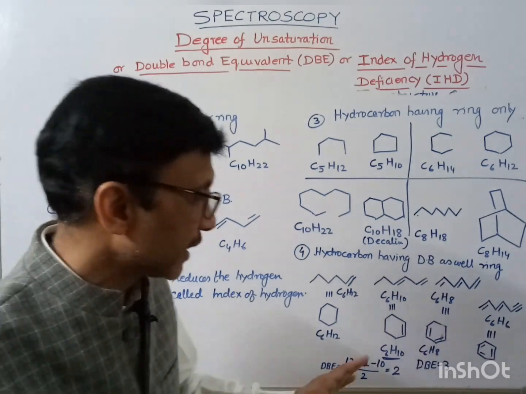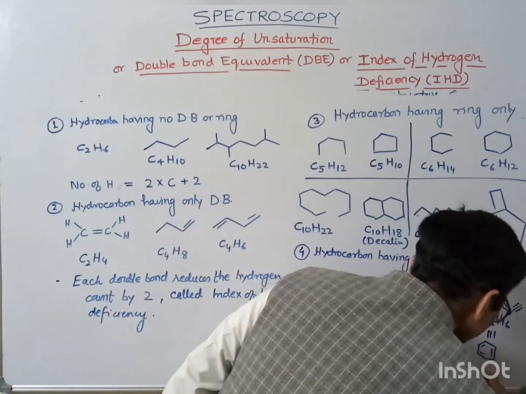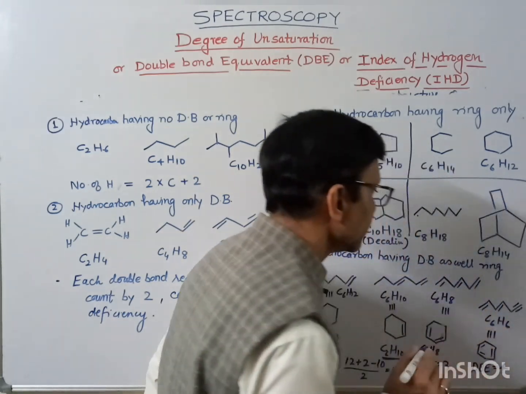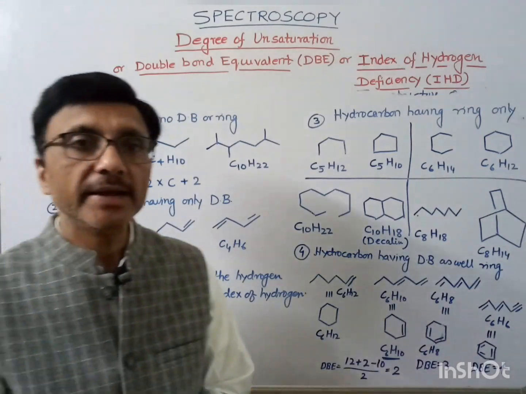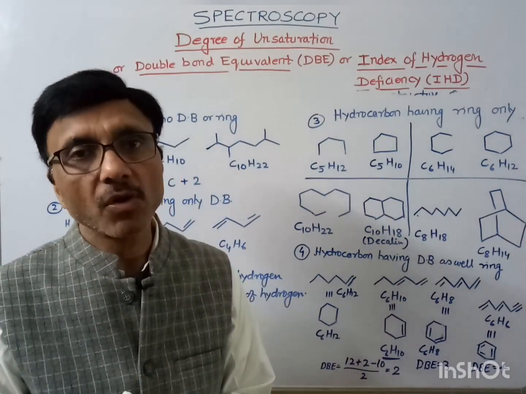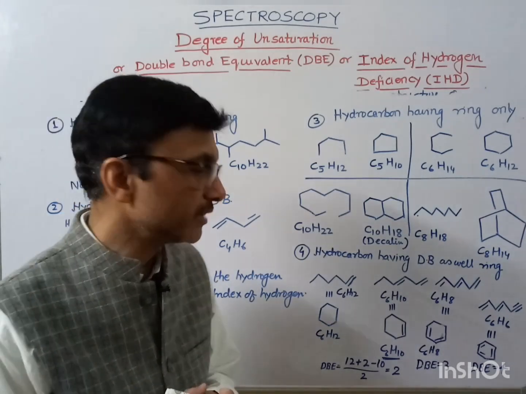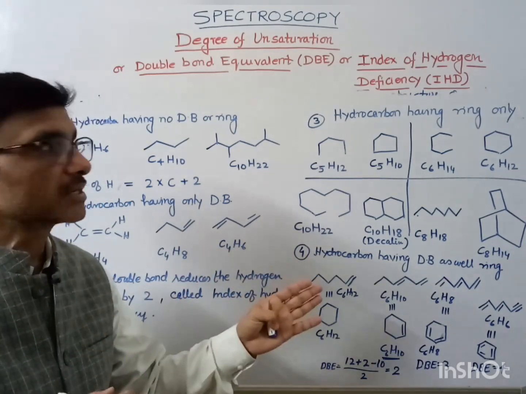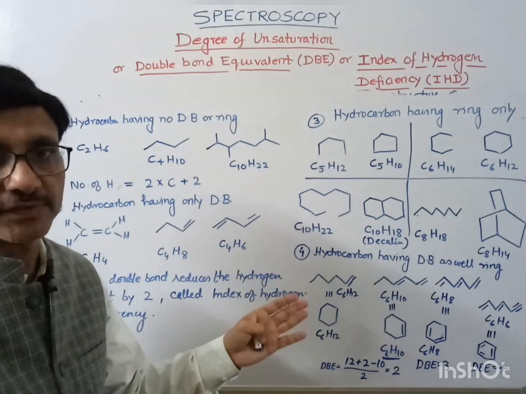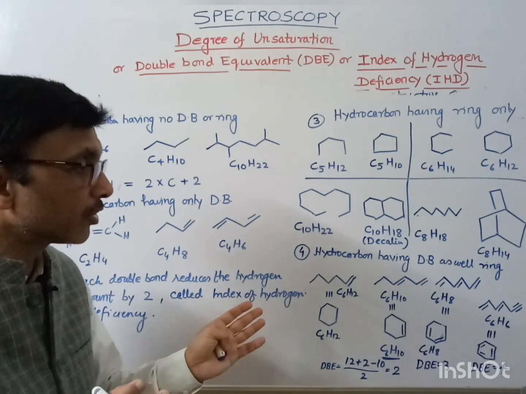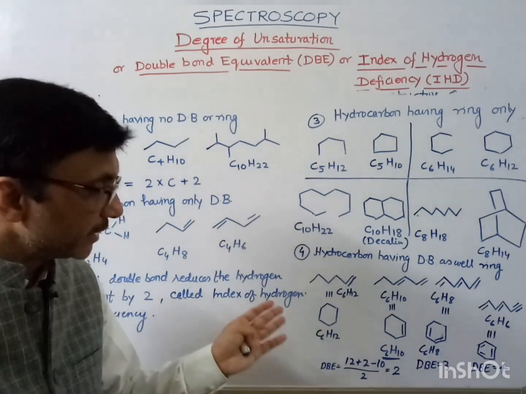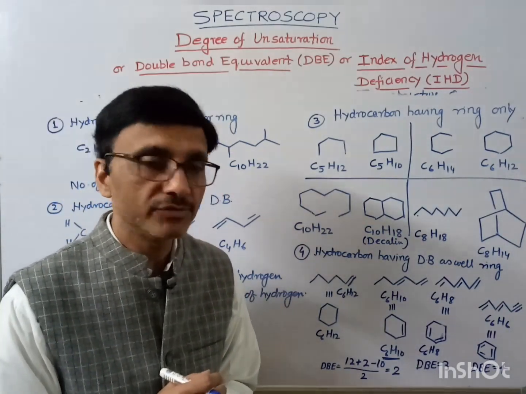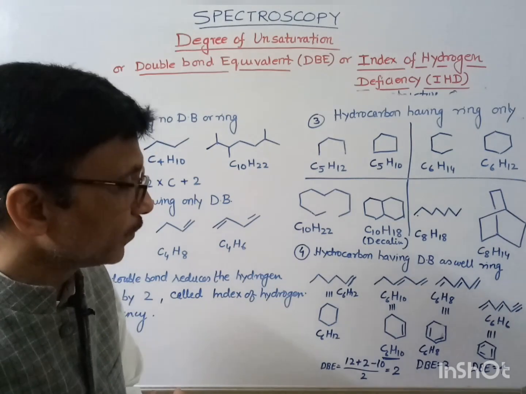So the double bond equivalent is 4 over here. So what I mean to say is that this DBE tells about the sum of double bonds and rings in the given structure. So I have discussed the hydrogen deficiency. Each double bond is reducing the hydrogen count by 2.